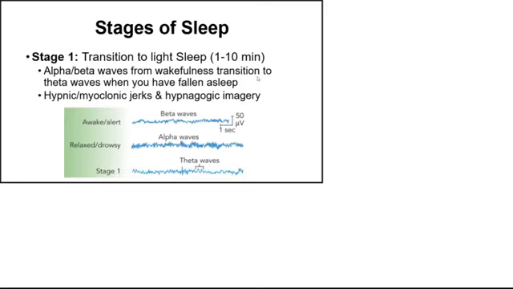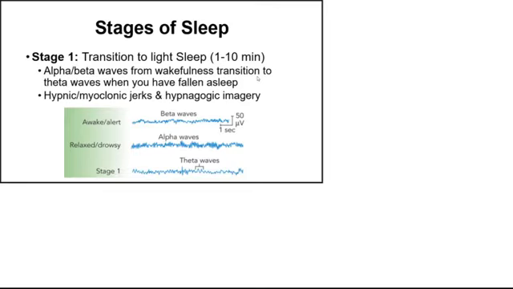But stage 1 is where we're starting, where we first actually transition over into sleep. So this is our transition to light sleep. This is the first minute up to about 10 minutes of sleeping. So we'll usually either completely fall asleep and go into stage 2, or we'll wake up while we're in this stage. So we don't stay in a transition state for too long.